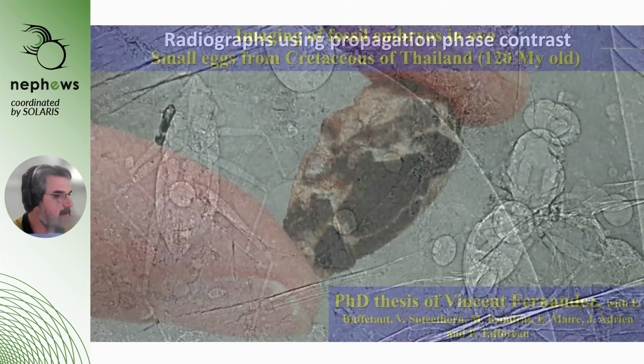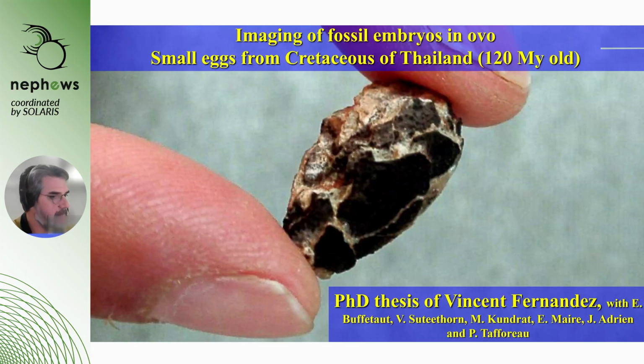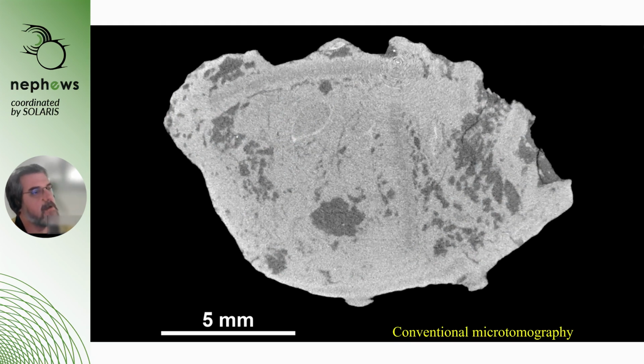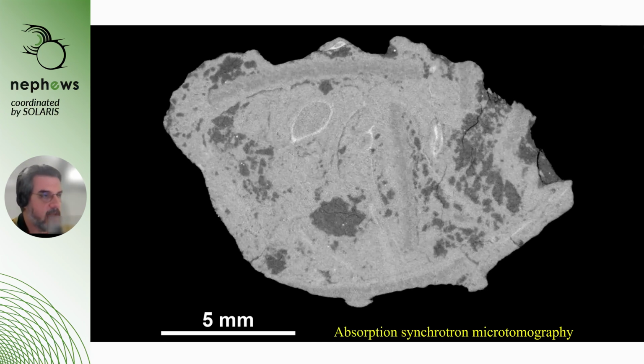So as I said, it's an old example. It was an example in projection only, so just a radiograph. But you can do that in tomography. And here is another example. It's a small fossil egg from Thailand that is 120 million years old. Here is a slice made with conventional microtomography in absorption mode. The same done on ID19 in absorption.